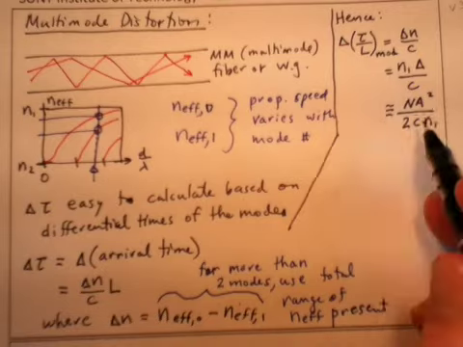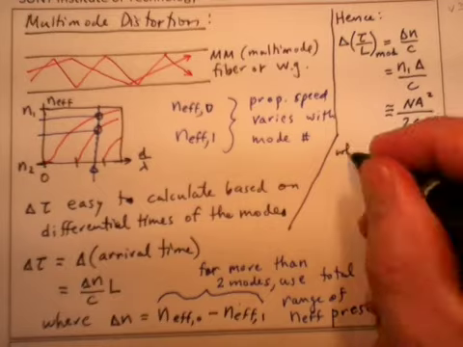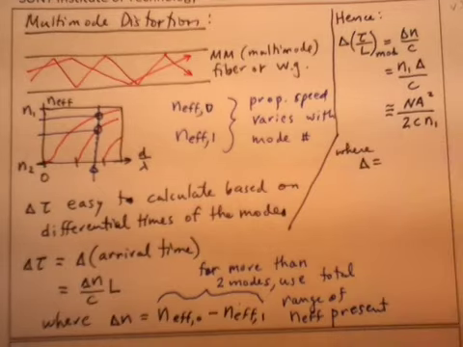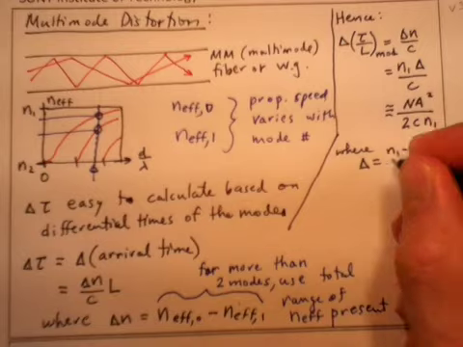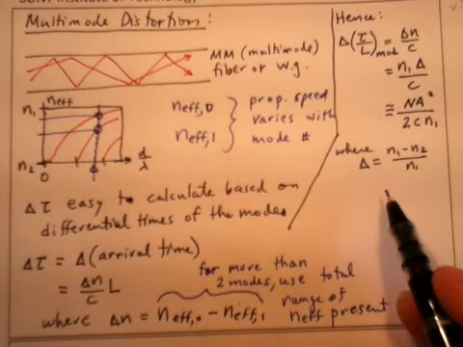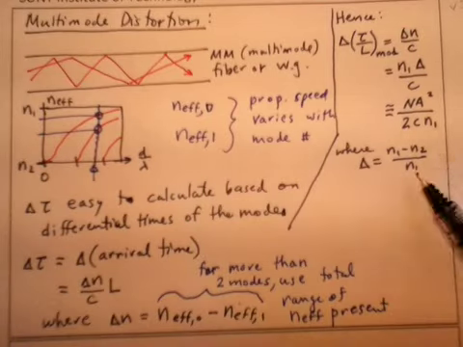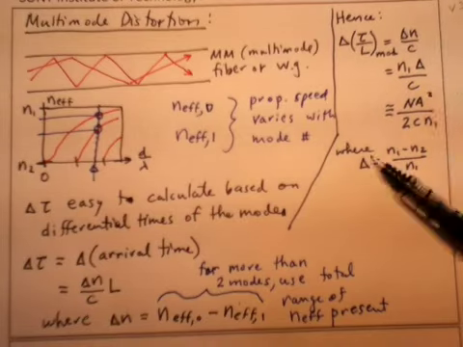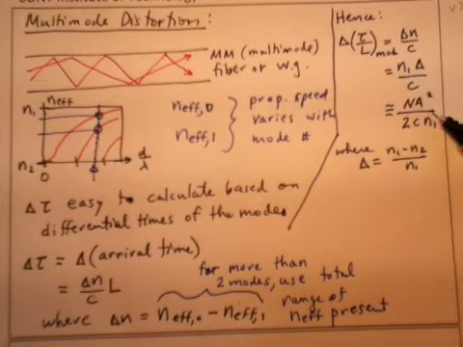I'll come back to the definition of delta. Well, I'll give you the definition of delta right here. Delta is n1 minus n2 over n1, and this characterizes our waveguide. So we have the core and the cladding indices. We can rewrite this delta n over c in a couple of different ways, and sometimes it's useful to have the modal dispersion written in terms of the numerical aperture.